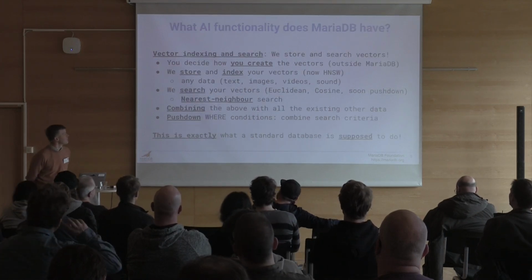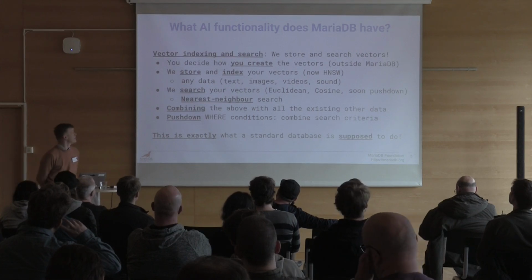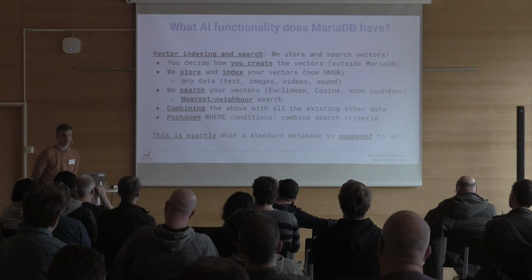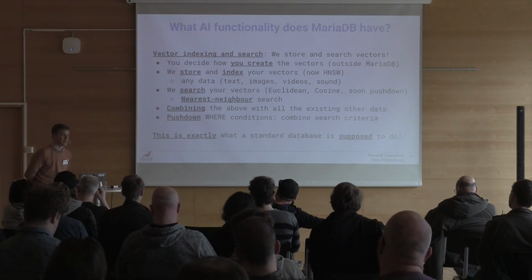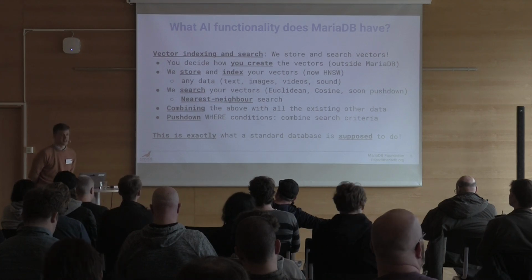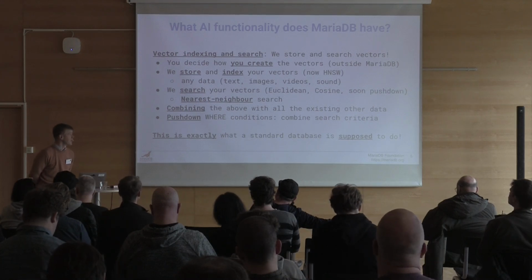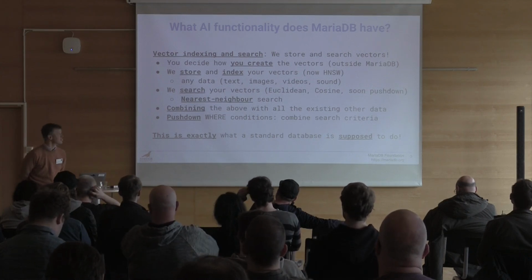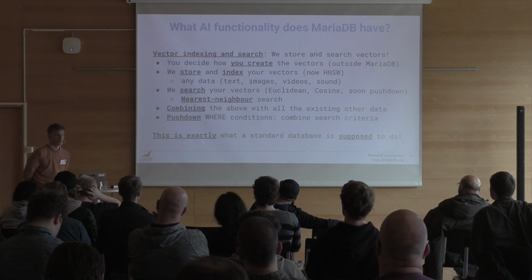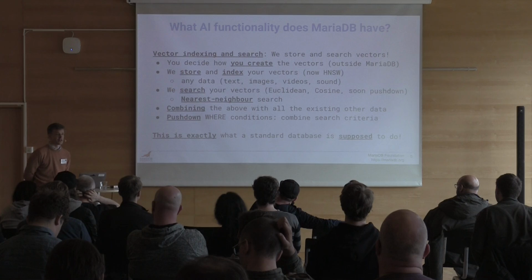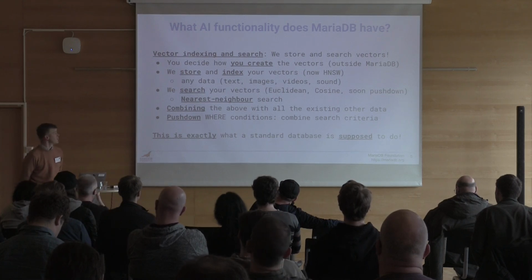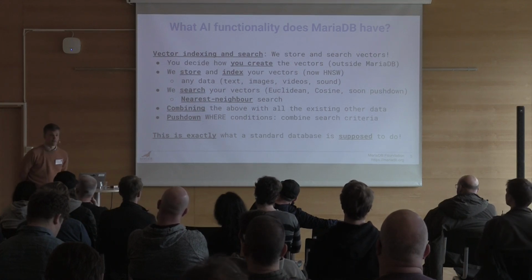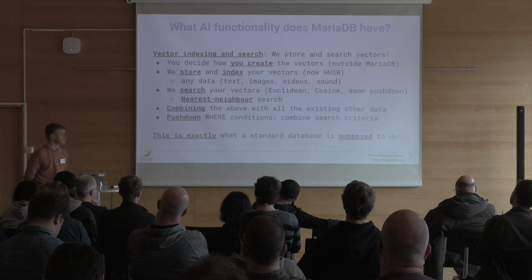So, what AI functionality does MariaDB have? I've been mentioning MariaDB Vector. That's the newest feature of MariaDB. It was co-developed with Amazon and MariaDB Corporation's Sergey Golubchik and Vicentiu Ciorbaru at MariaDB Foundation. So we're a database, so we store and search vectors. You decide how you create those vectors using embedding models at OpenAI and other embedding models. And MariaDB then stores and indexes them. Those vectors can be from text or images, videos, sound.